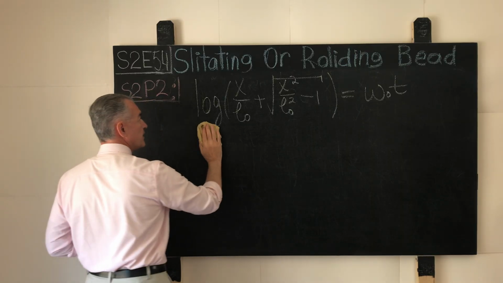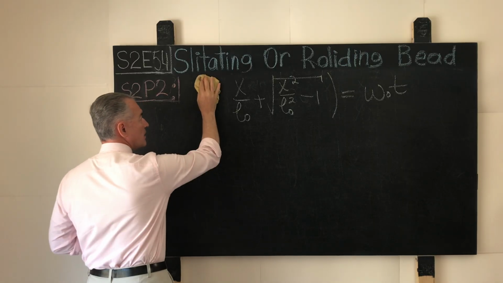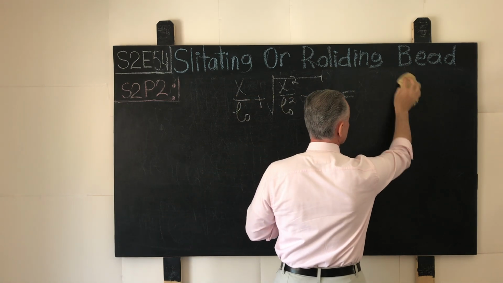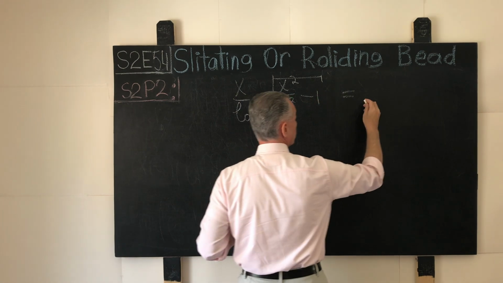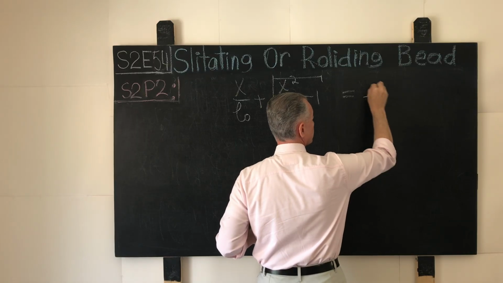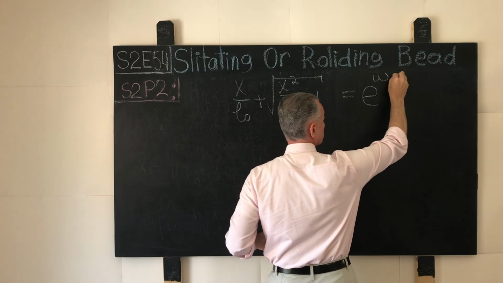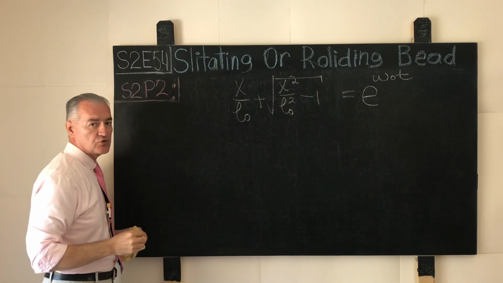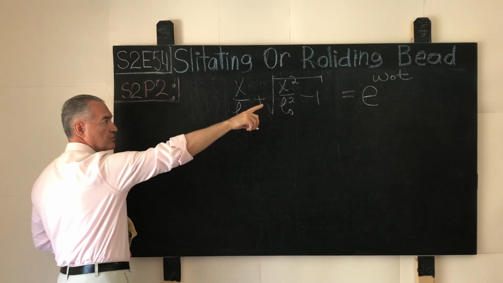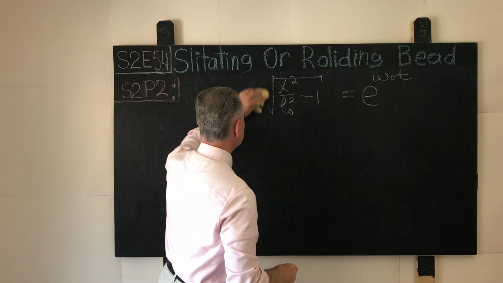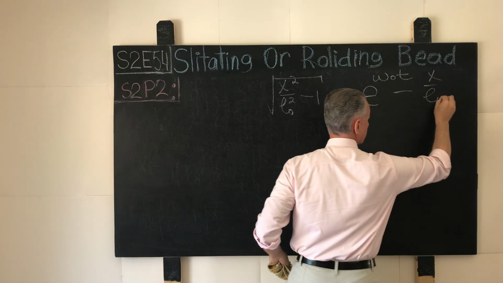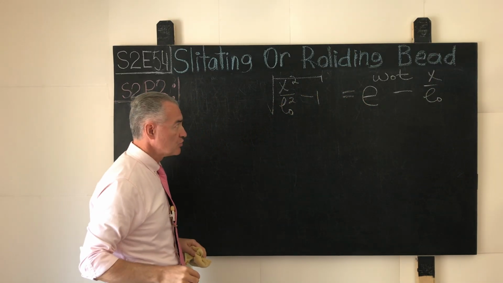On the left-hand side of this potentialization, we will have the expression shown over here. And on the right-hand side, we will have the exponent e raised to the power omega 0t. That much we understand. What is the next maneuver? Move this term to the right-hand side of the equal sign. We will write down minus x over L0.